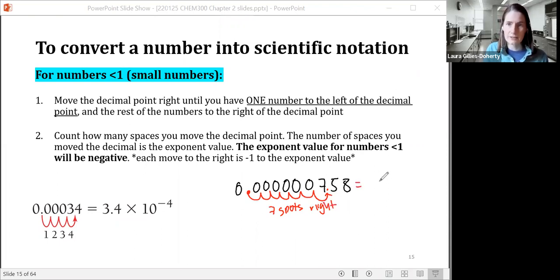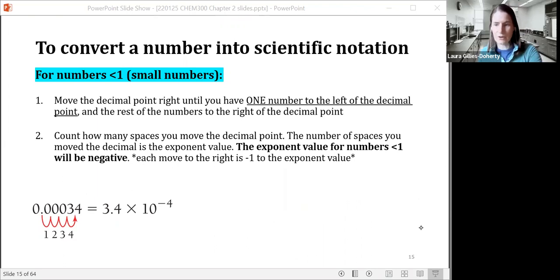So we're going to get 7.58 times 10 to the -7th. We moved it 7 spots, and the negative sign means we moved it to the right to turn a decimal value into scientific notation. And you see all these zeros got dropped. We don't have to include them in the scientific notation, which takes this really long number and makes it much easier to write.